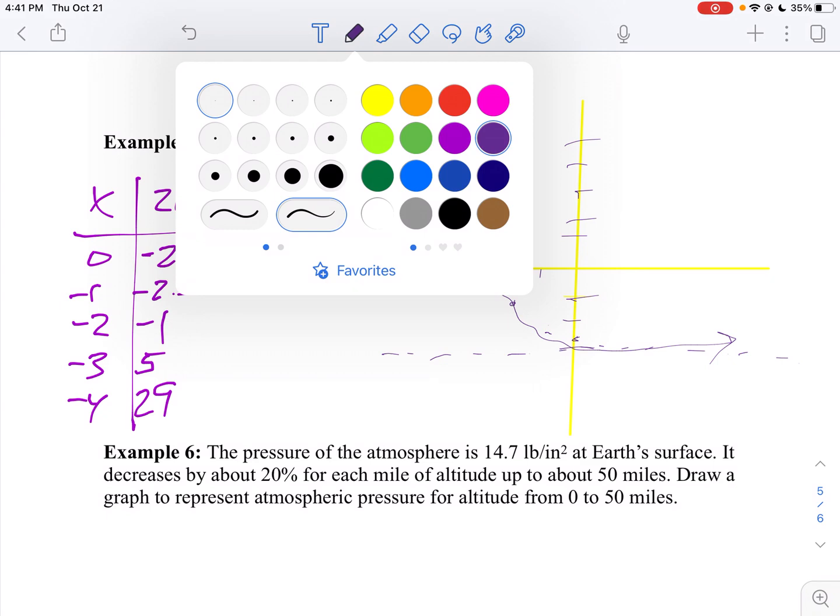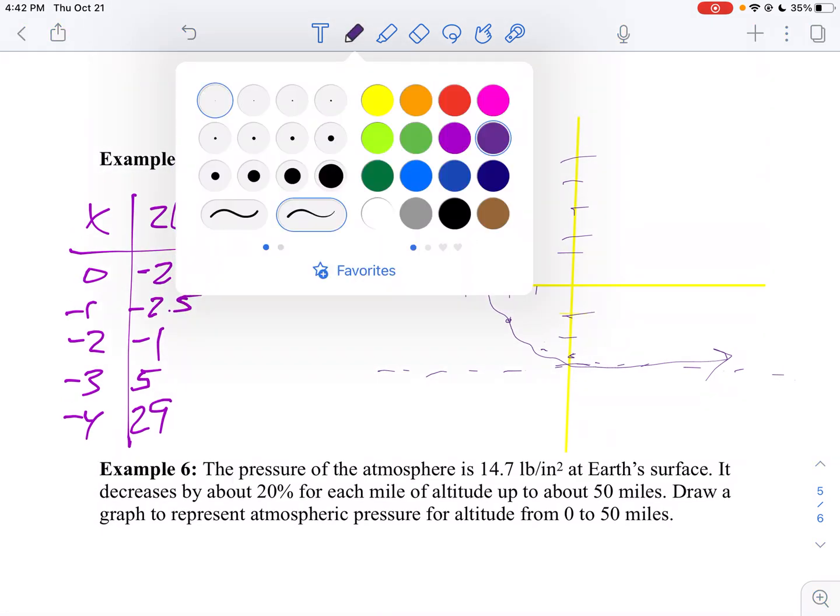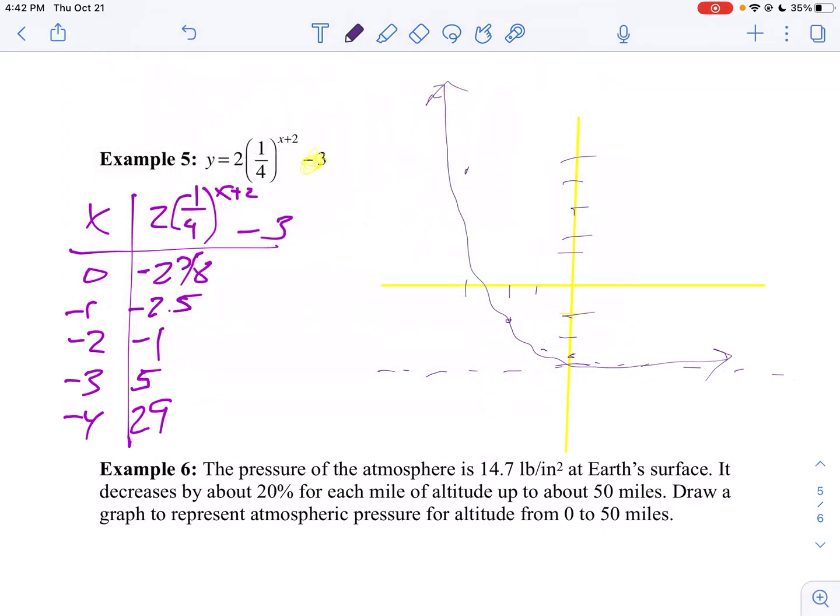So your domain, my domain is still all real numbers. That's always going to be the case, because you can put any number in for x you want. But your range starts at negative 3, doesn't it? So I'm going to say for my range, y is greater than or equal to negative 3.